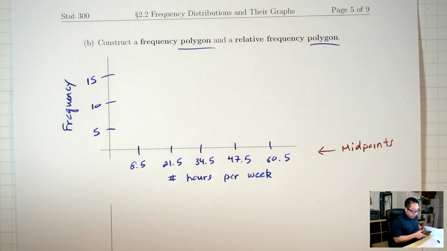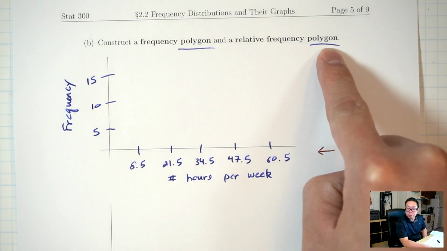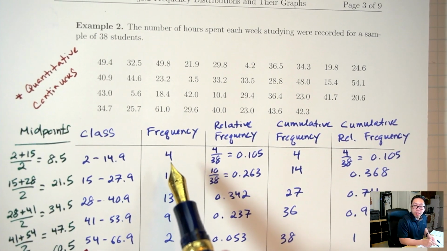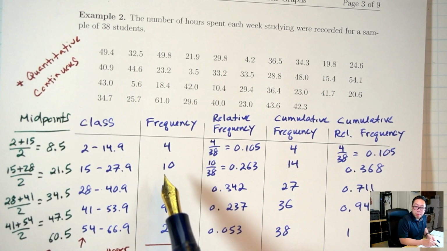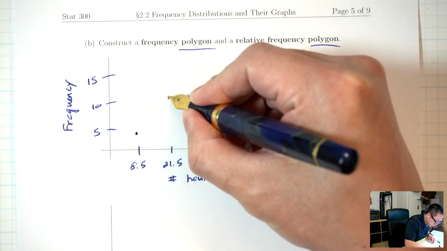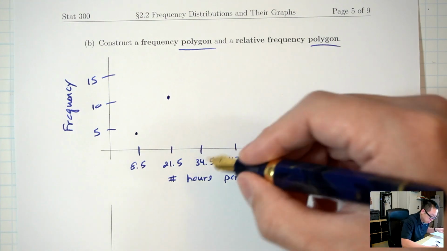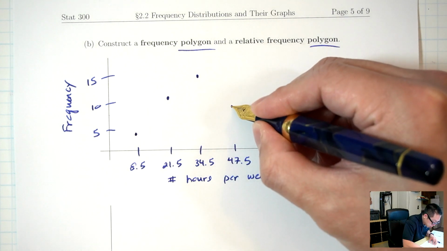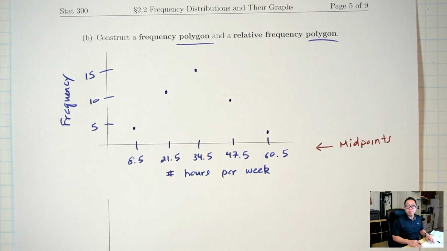Now, a histogram is bars. Polygons are going to be dots and lines. For the 8.5, the frequency is 4. Okay, so we're going to draw a dot at height 4. 21.5, frequency is 10. So draw a dot at height 10. 34.5, frequency is 13. Draw a dot at height 13. And then the next one is at 9. And the last one is at 2. Okay, dots and lines, connect these with lines.